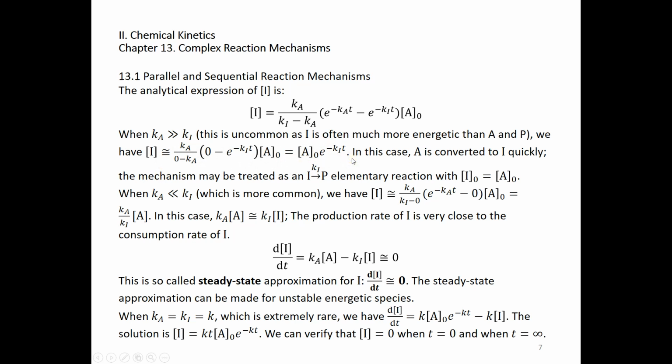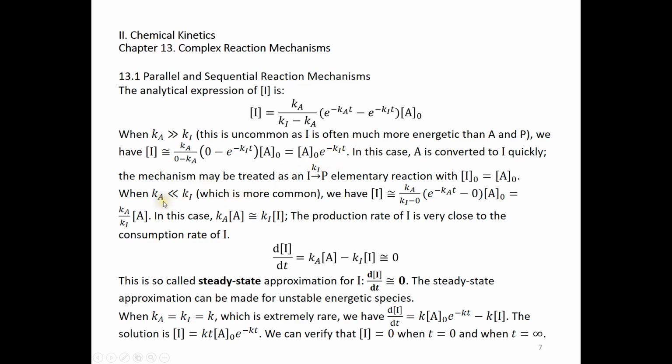Well, what does that mean? This means in this scenario, when Ka is much greater than Ki, A is converted to I really quickly. So this reaction mechanism may be treated just as a simple I to P elementary reaction. Because again, as long as the reaction starts, all A is gone. There's no A in the system, so it's only I to P, and the initial concentration of I is just A naught. That's why we have a simple expression over here. This is just the first order decay of I.